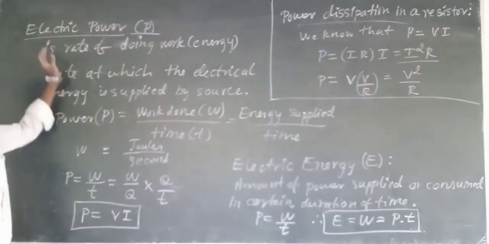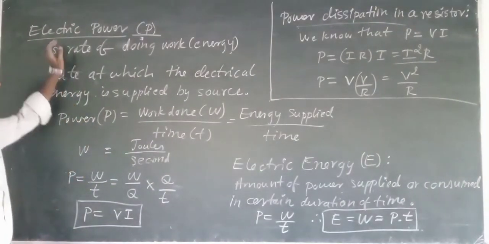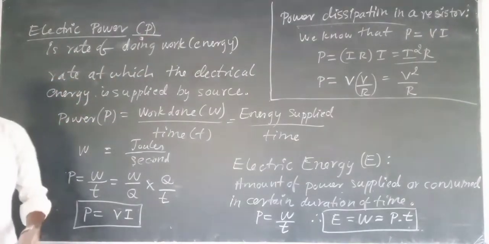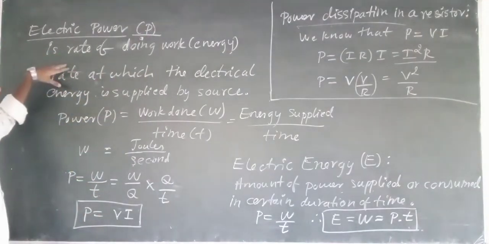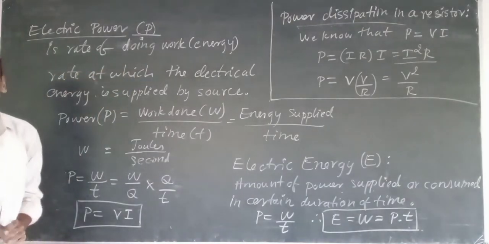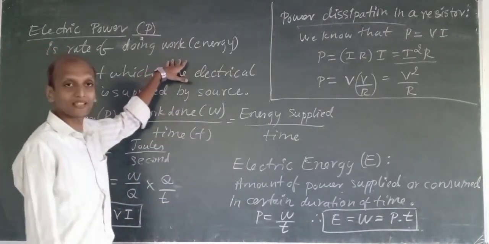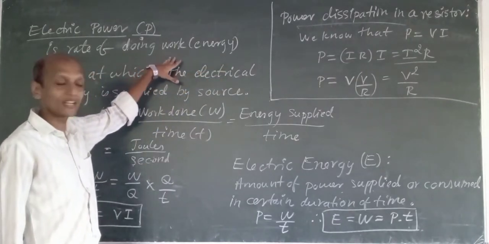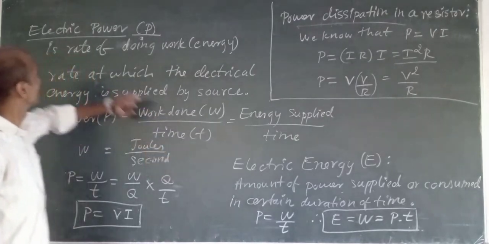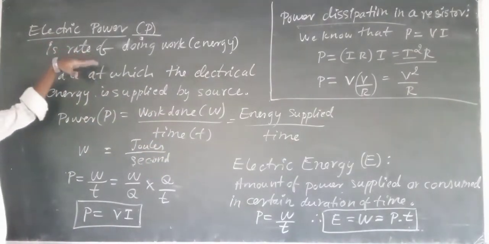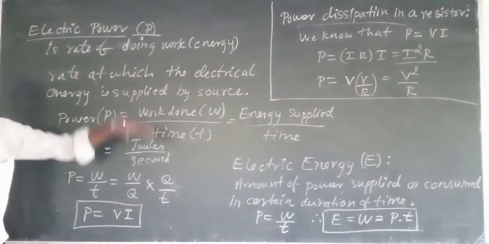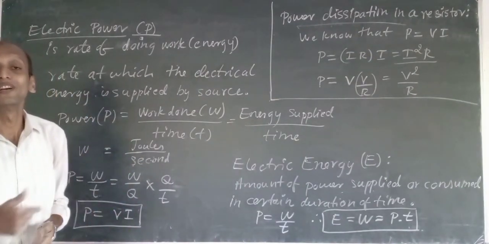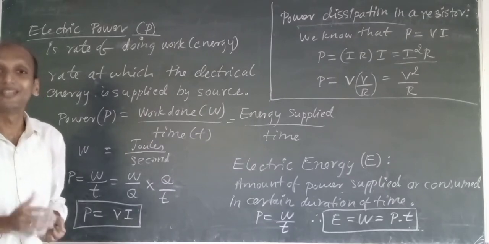Now we will see about electric power. Electric power will be known as P. Okay, so now what is electric power? Electric power is the rate of doing work or energy. So I can say work as what? Energy, isn't it? I can relate work and energy because both are equal. So I can say electric power is the rate of doing work. How much work you are doing with respect to time.